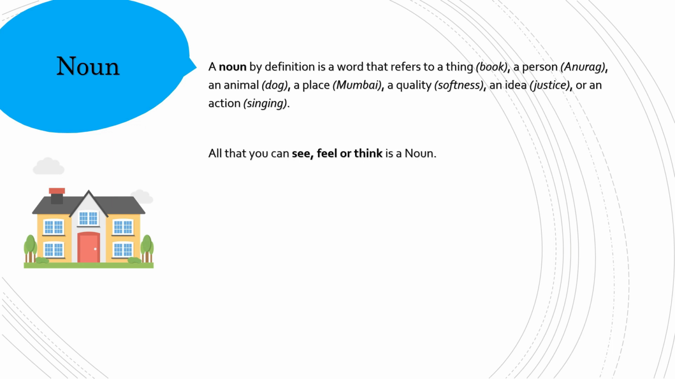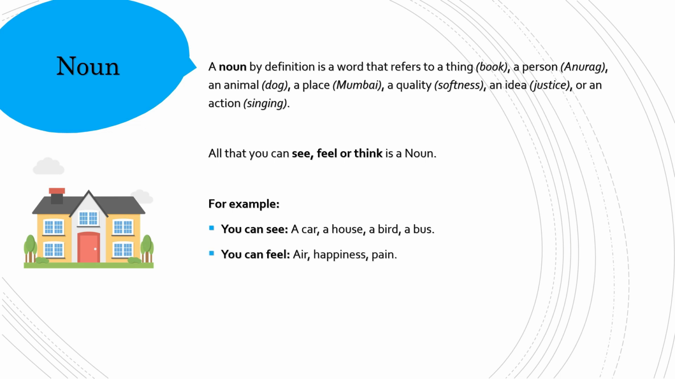All that you can see, feel, or think is a noun. For example, you can see a car, a house, a bird, a bus. You can feel air, happiness, pain. You can think life, time, beauty, science.